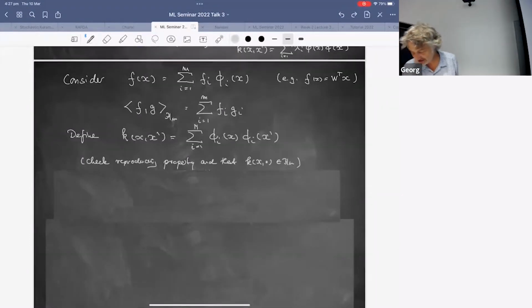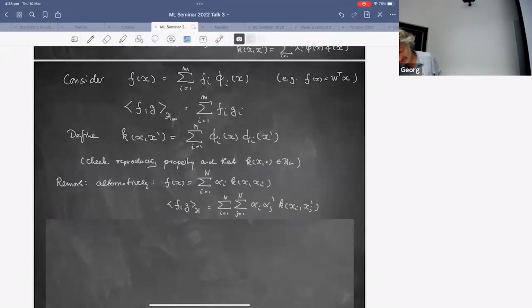So let's say we have some features and we write our f as a linear combination of those features. So one example would be a linear model. We can define the inner product as just the sum of f_i times g_i, so the components of these coefficients here, and we can define the kernel. I mean, this is what we've done for the XOR function already. And then you can check this reproducing property, and you can check that K also belongs to the reproducing kernel Hilbert space.